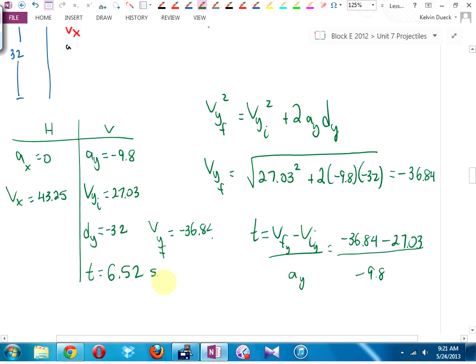Now that I've found time, the question falls apart. You want to find the range? No problem. I'll go dx equals vxt. I got vx. You want to find the maximum height? No problem. I won't use any of this. At the top, how fast is it traveling vertically for a split second? I know Vy final is 0. I can find the time to go up, and I can do some math there. Oh, and then I'll add 32 meters because it's on a cliff.